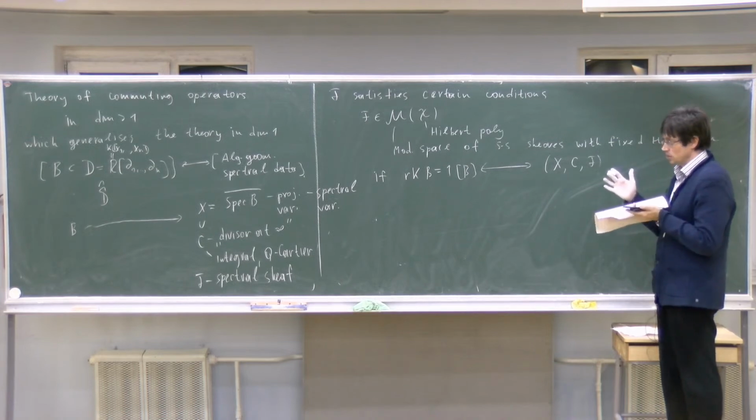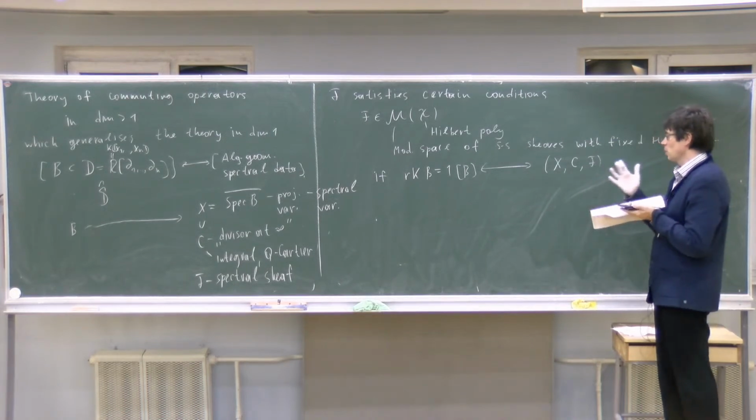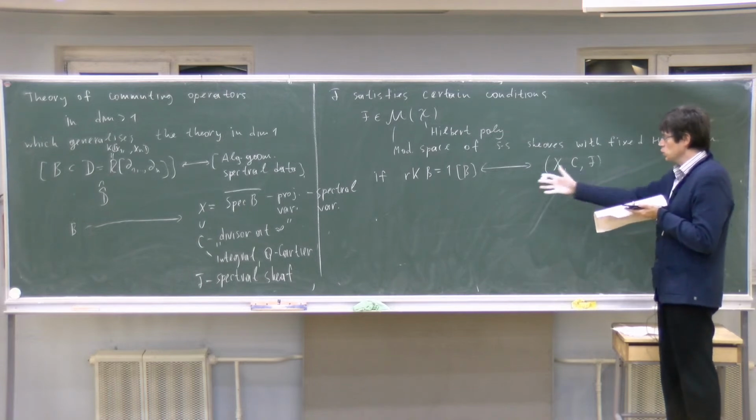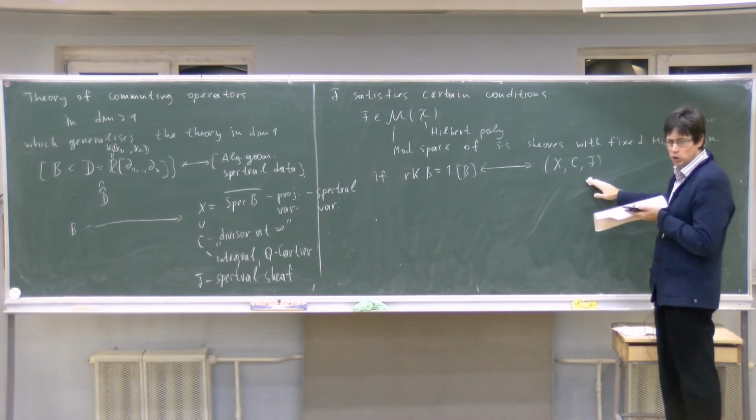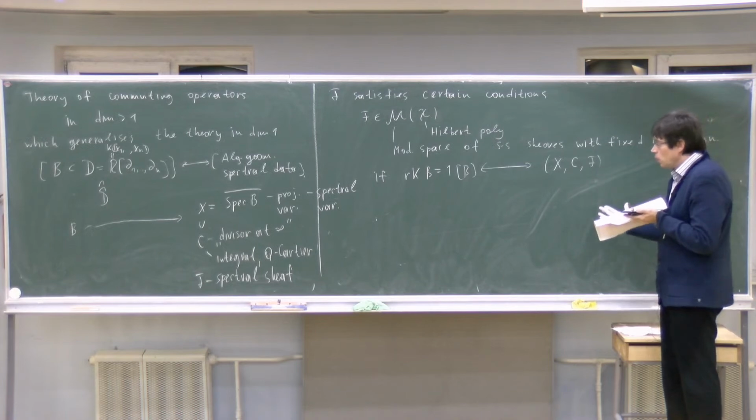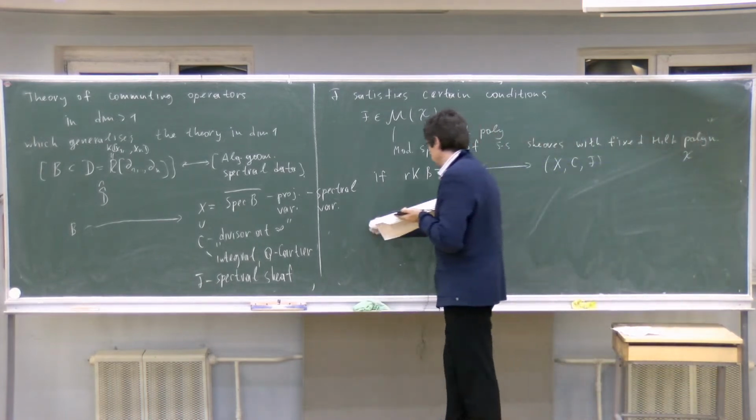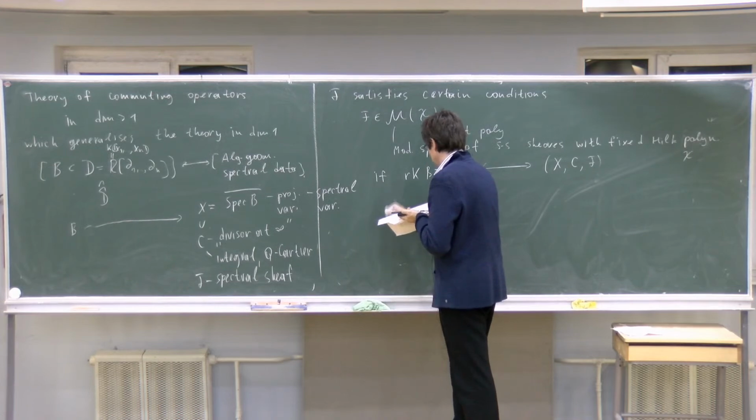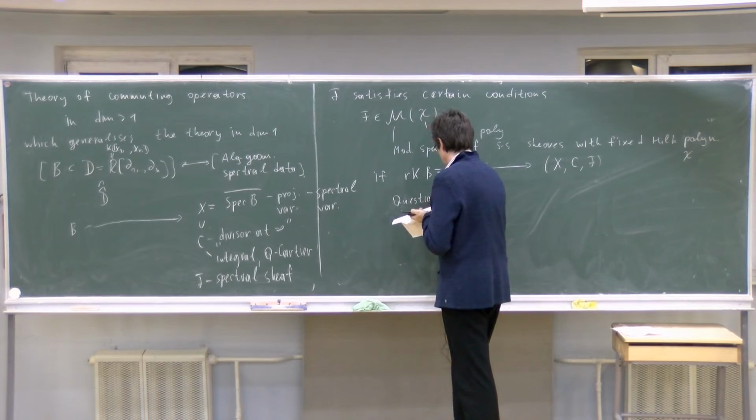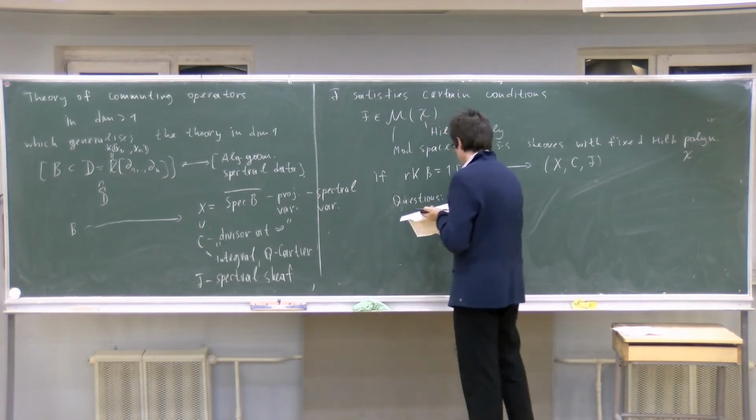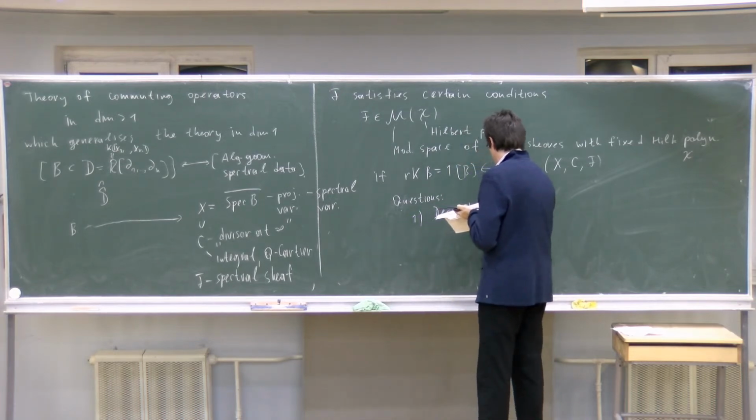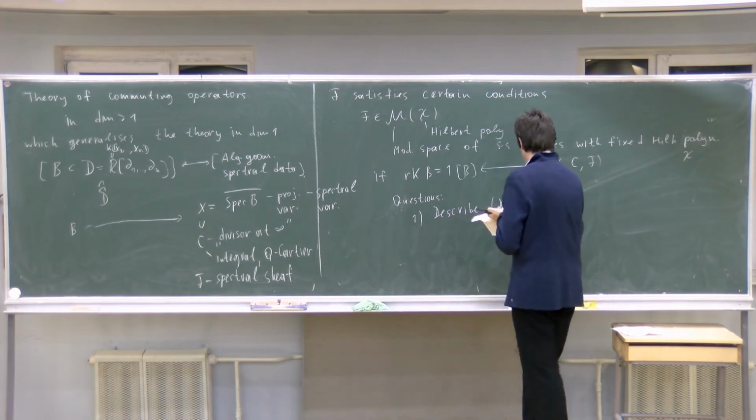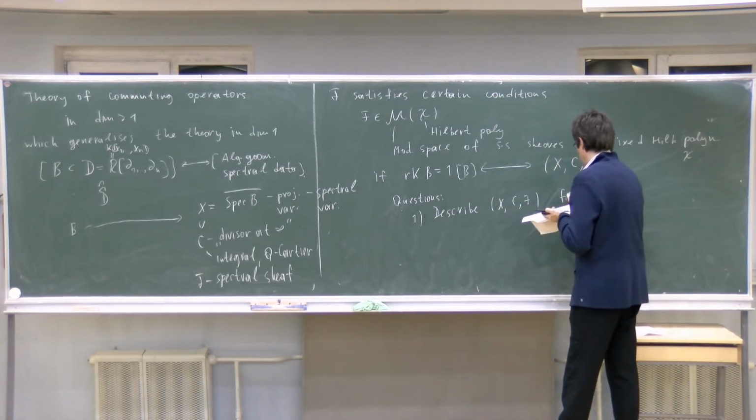I just want to make a picture to explain what is interesting here. According to this theory, we have a certain correspondence between these quantum integrable systems and algebraic geometric data. And now the question is, first question: describe the spectral data for known examples.